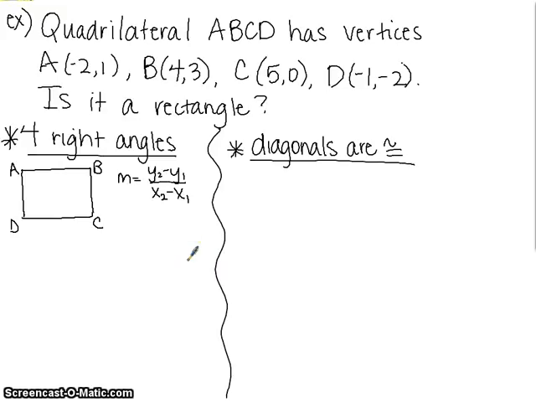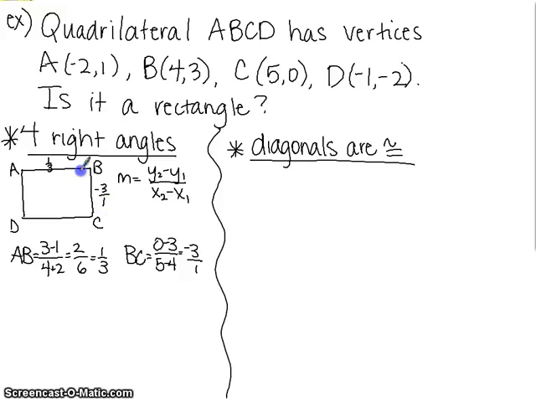Let's first figure out the slope of AB. Here we go. 3 minus 1 over 4 minus -2 turns into a +2. So that would be 2 over 6 or 1/3. So this slope is 1/3, and I'm just going to write it there so that I remember what it is. Let's find BC. 0 minus 3 over 5 minus 4, that is negative 3 over 1. Sweet, we have an opposite reciprocal, so that means we have one right angle.